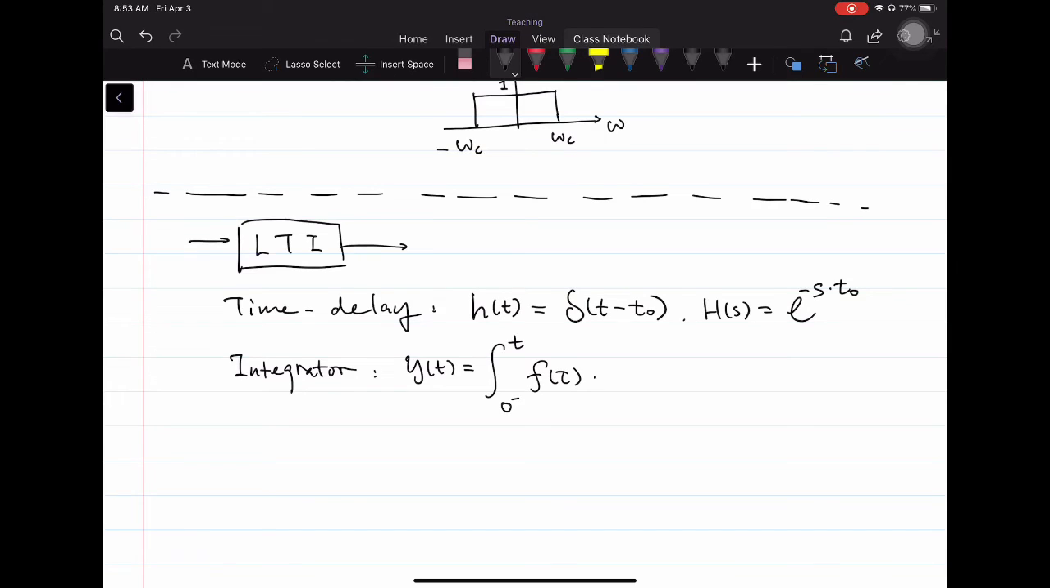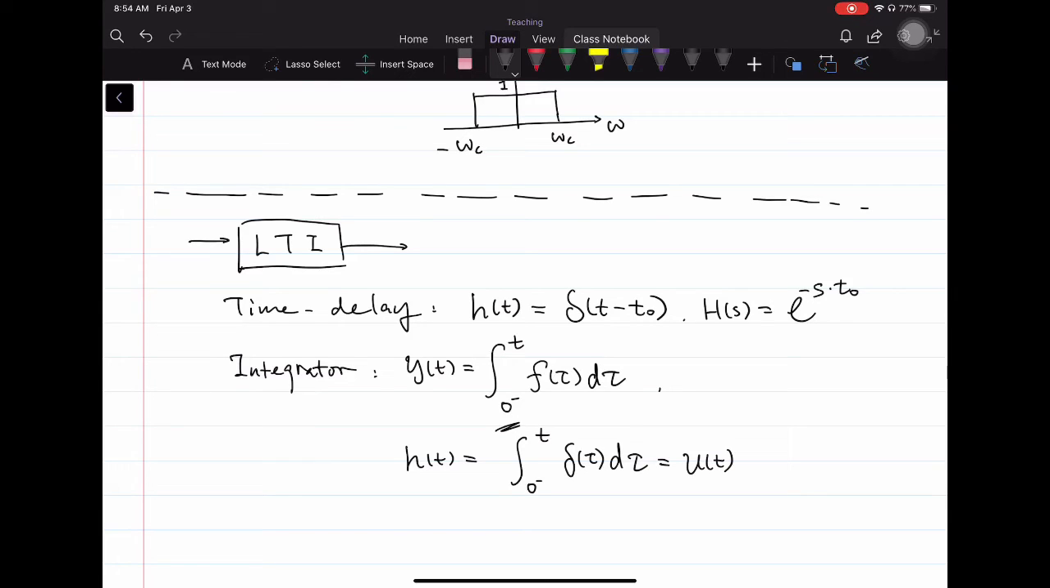Of course, we only look at the input signal which is causal, right? So we don't have to worry about the input signal before t equal to 0. This is why I have the lower bound equal to 0 minus. How to find the transfer function in this case? So the impulse response in this case is going to be equal to u of t.